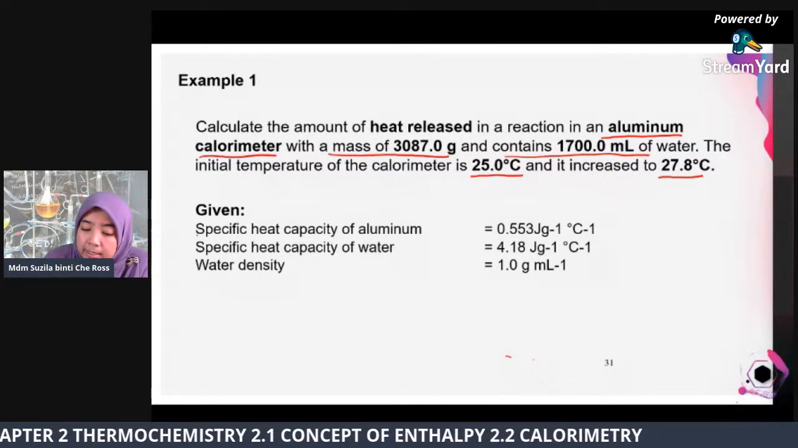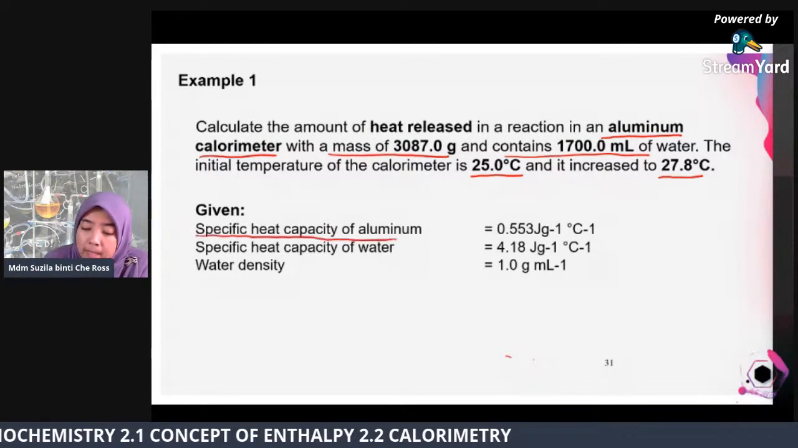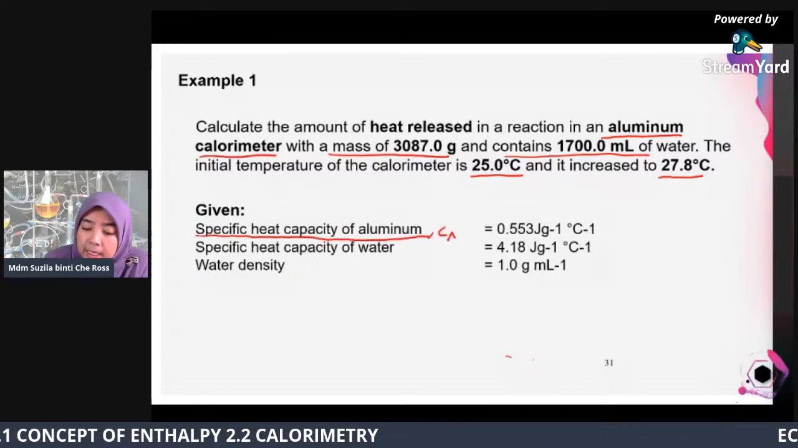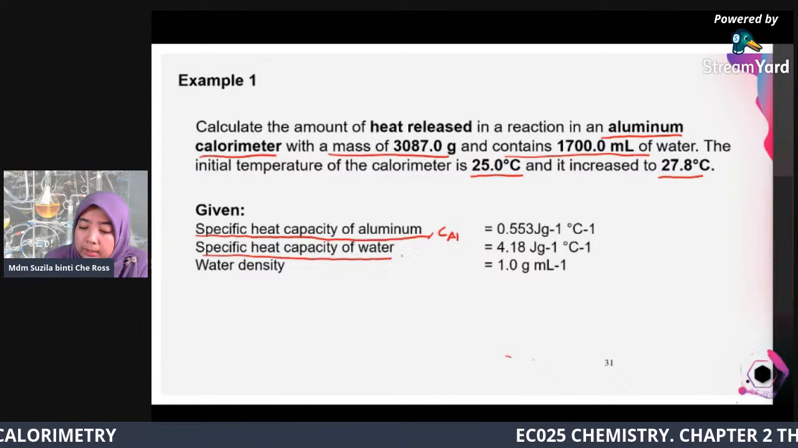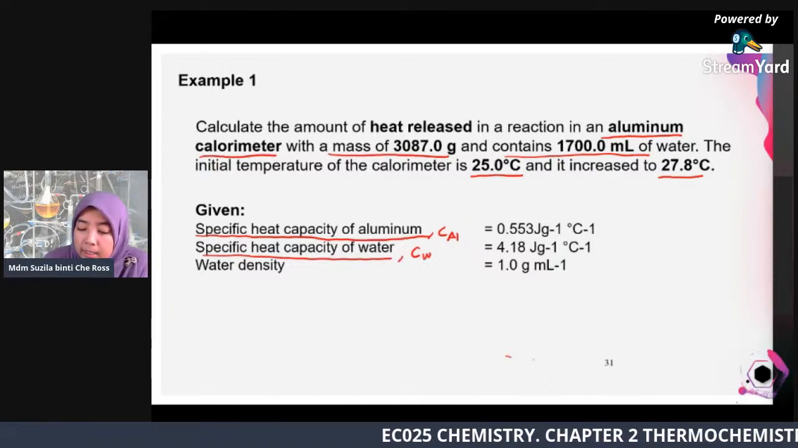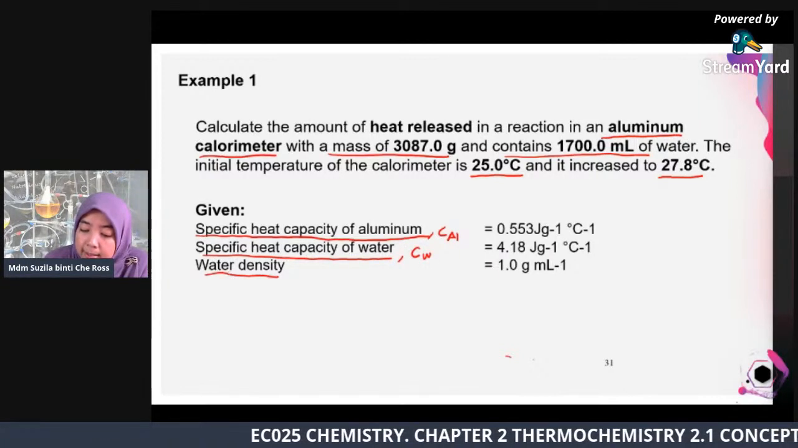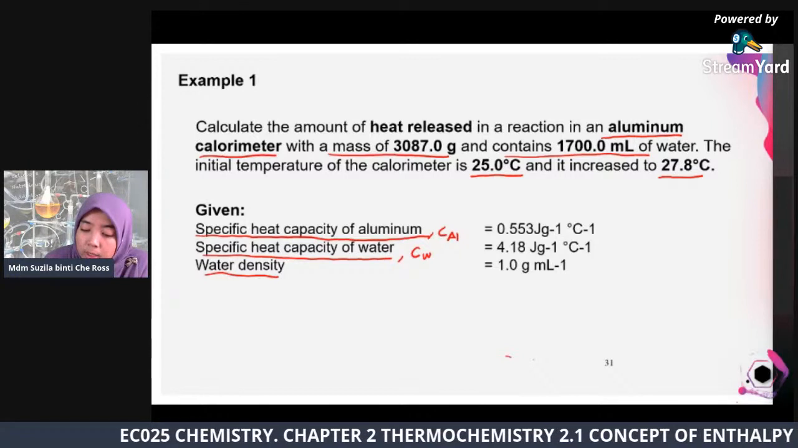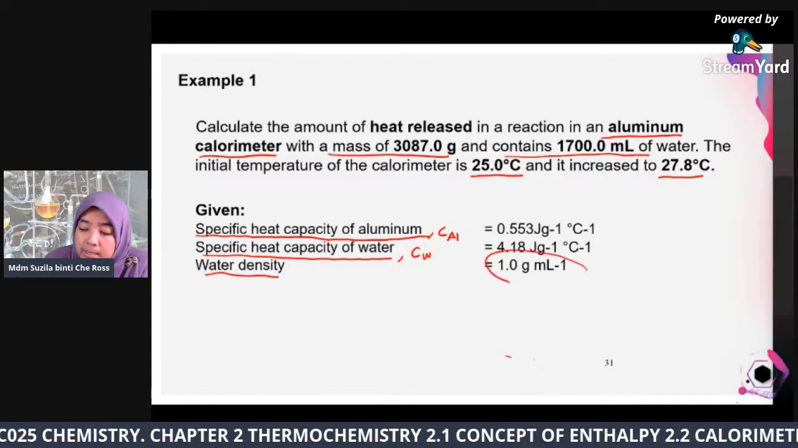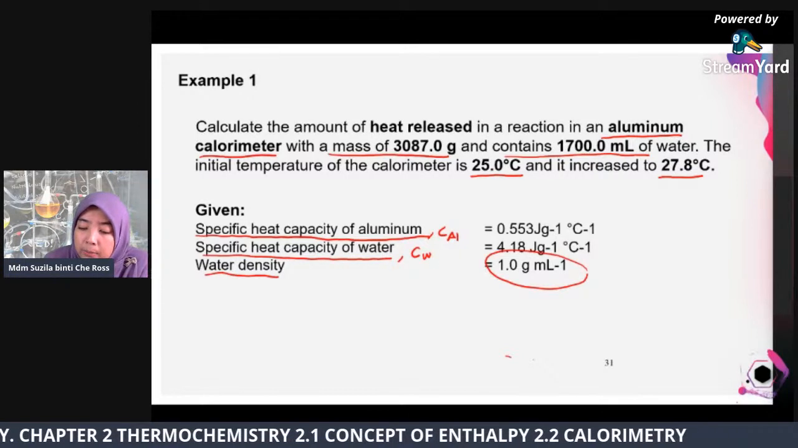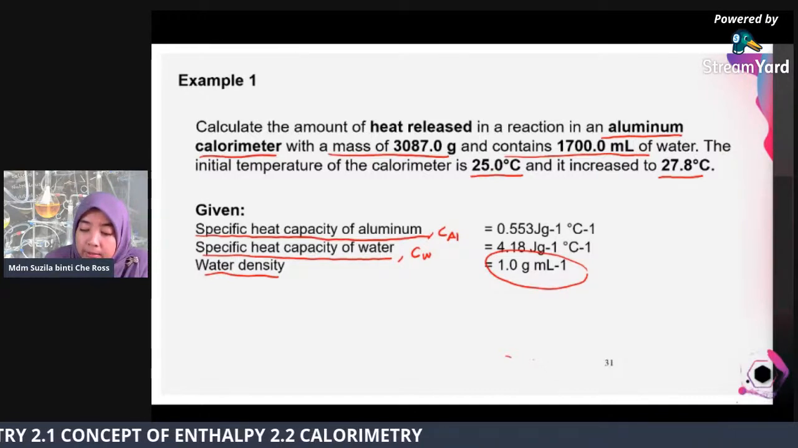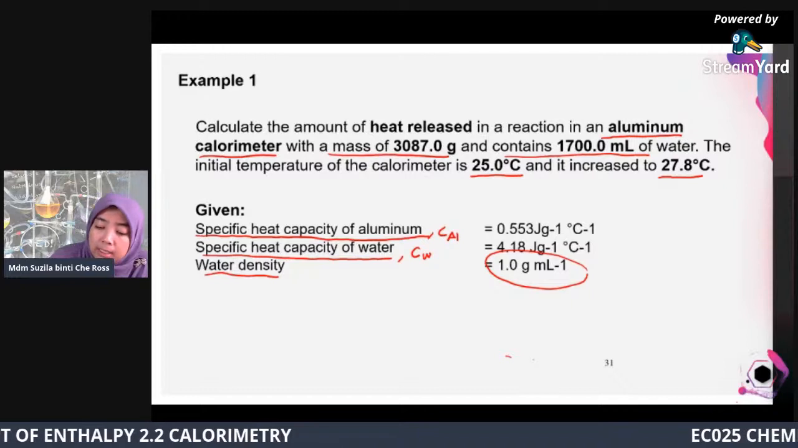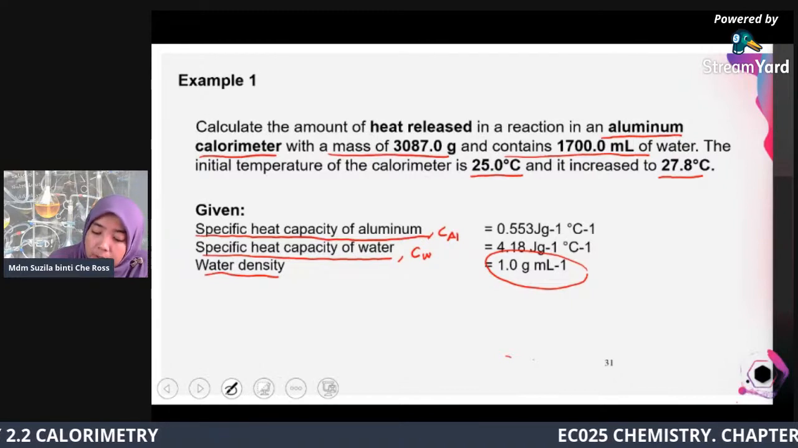So given in the question also is the specific heat capacity of aluminium. That means small c for aluminium, and then the specific heat capacity of water, c for water. And water density. Why is water density given? So water density we can use to relate with the volume of water given. From the volume of water given we will get the mass of water. Okay.